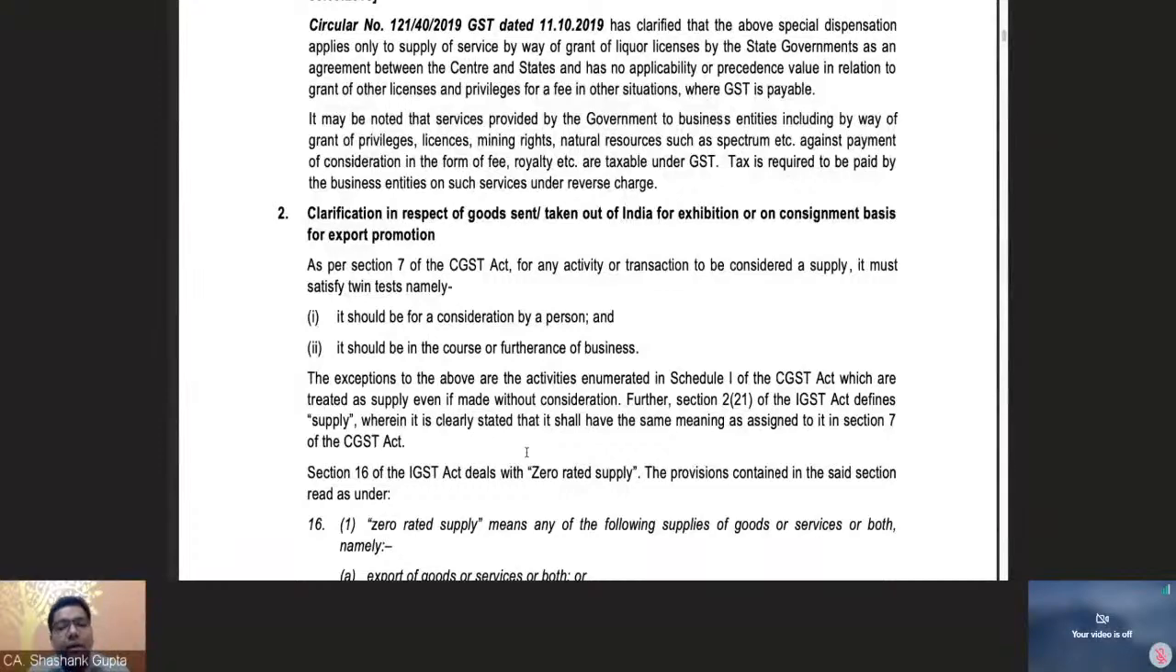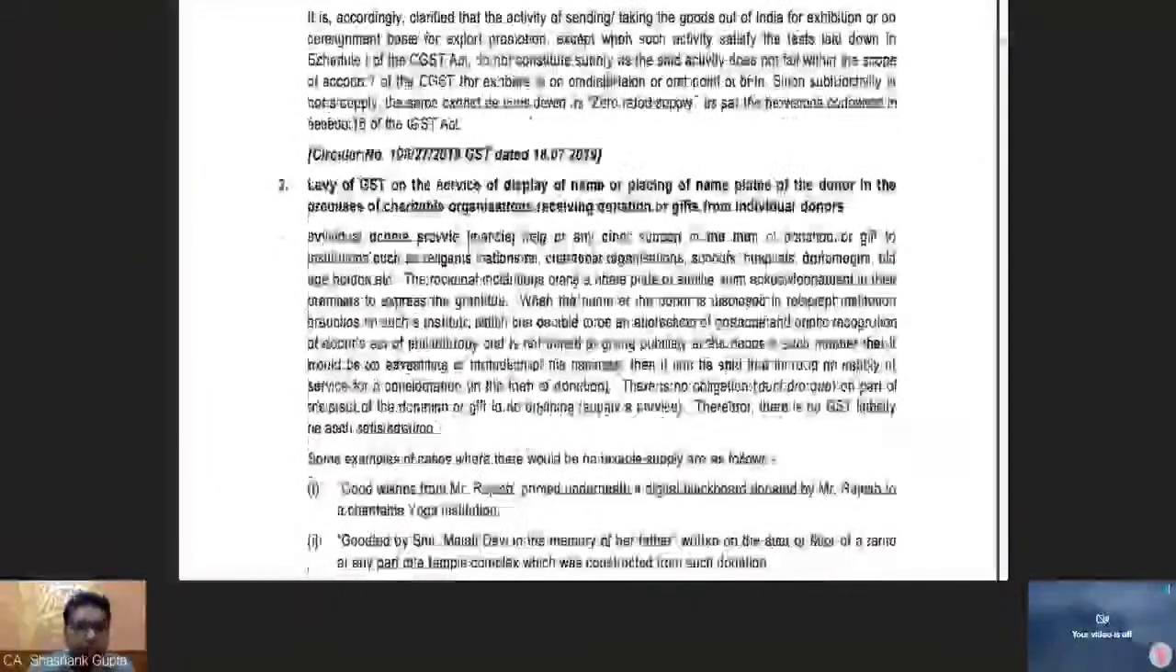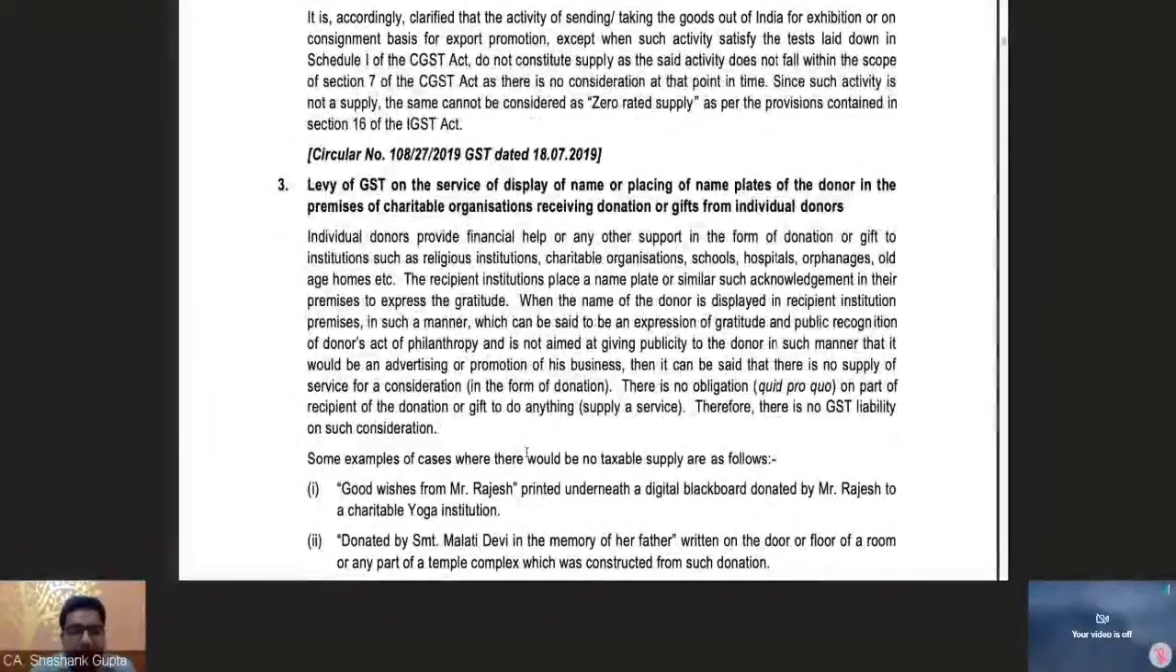So it has been clarified that for any supply to become zero rated supply, first it has to be a supply, and the supply section clearly says that there has to be a consideration for a transaction to become supply. When goods are moved outside India for exhibition, there is no consideration, hence no supply, and if no supply, they cannot become zero rated supply. Go back and read it. If you find any further questions, I'll take it up in the next class.